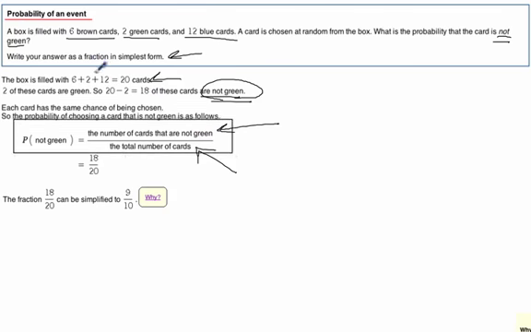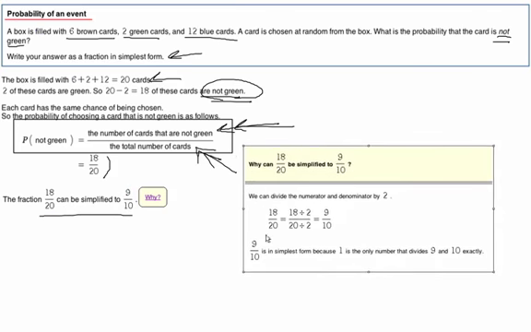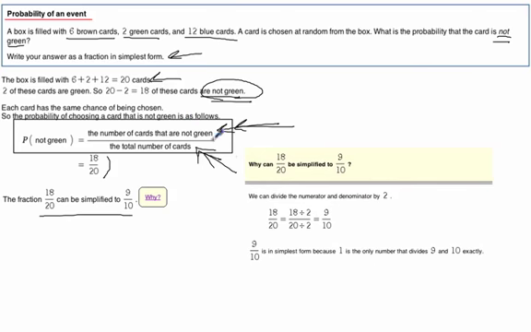So we're looking for how many are not green, and we have that. That's 18. That's what goes on top right here. And then how many altogether? 20. So we have 18 over 20, and of course that must be simplified. And as you know, 18 over 20, divide both by 2, and we get 9 over 10 is our final answer.